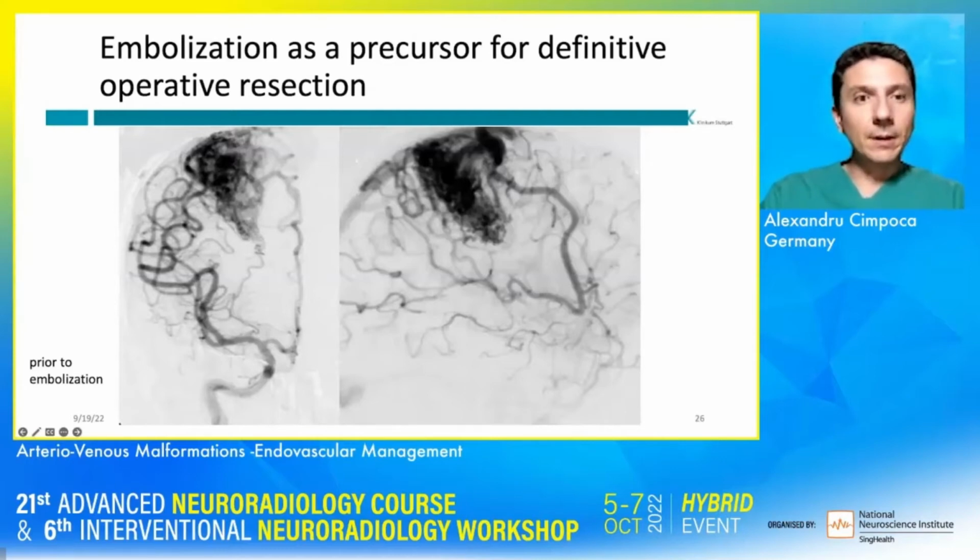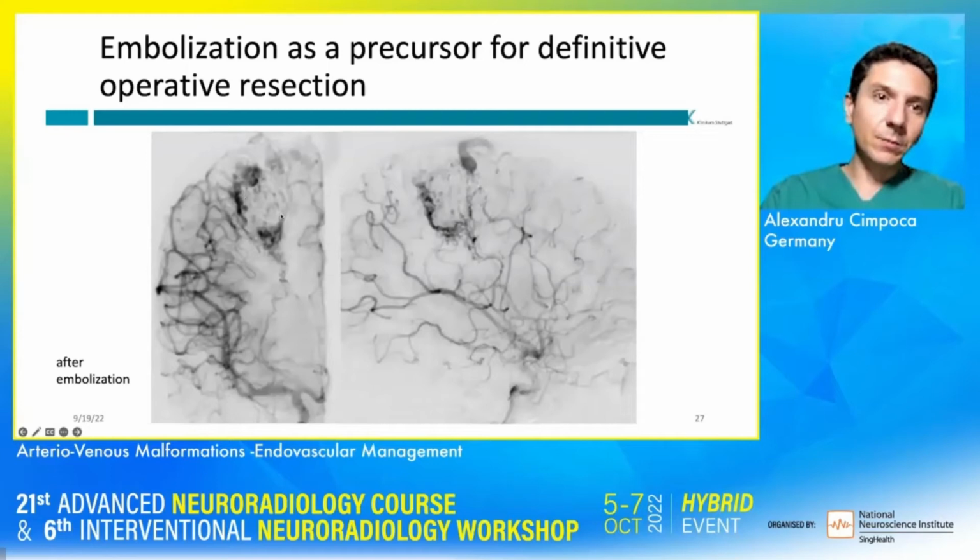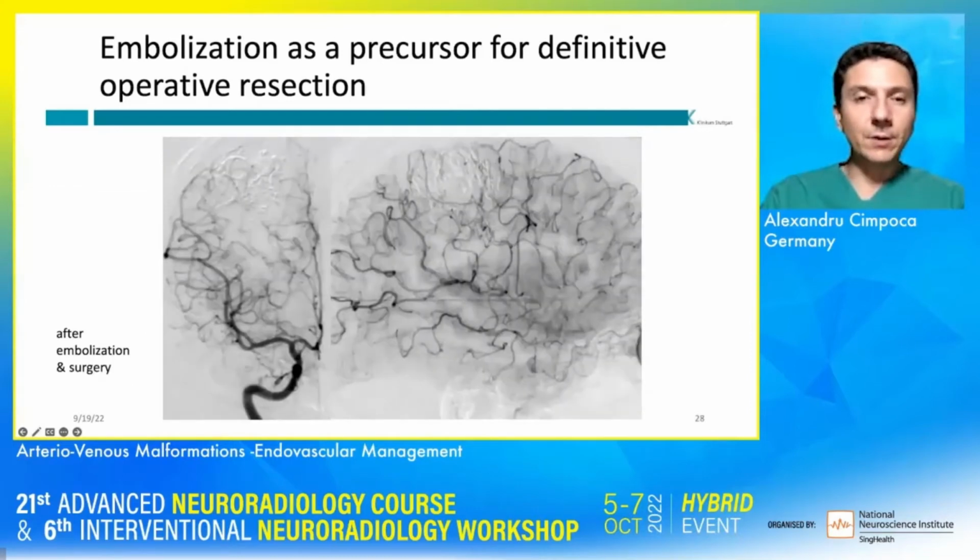That's an example here. You can see a pretty large post-central AVM. The next images here show about 80% reduction of the nidus without occluding the whole AVM. And after embolization and surgery, there is no arteriovenous shunt anymore.